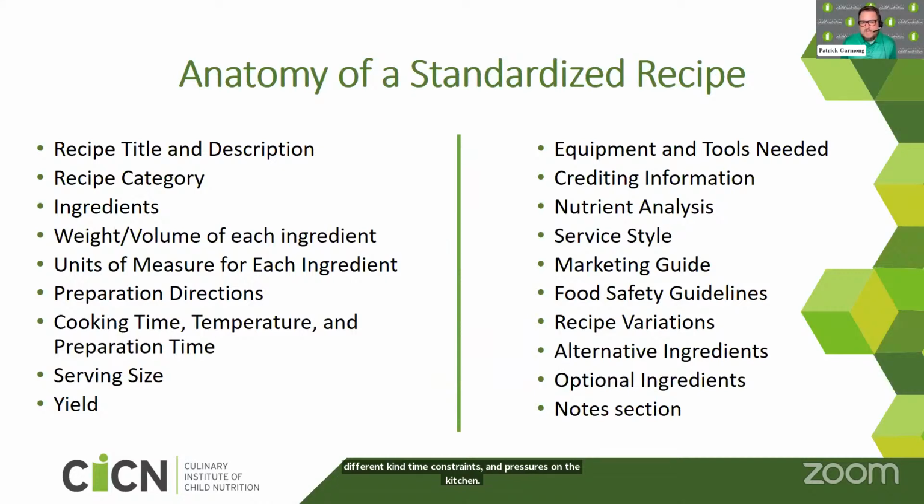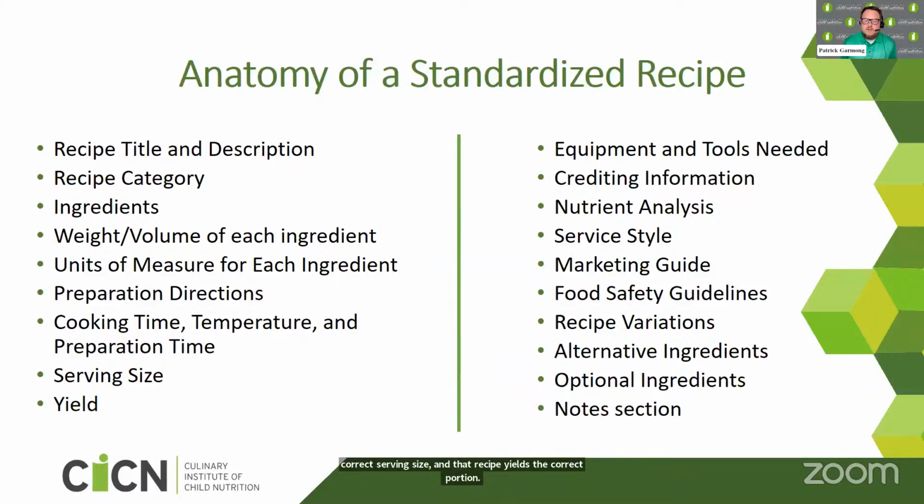We also want to make sure that we're having accurate serving sizes and yields. It lists our equipment and tools needed. So that's everything from the type of large appliances you might be using all the way down to your serving utensils, making sure that you have the right size spoodle or scoop that correlates with that recipe to ensure you're getting the correct serving size and that recipe yields the correct portion.